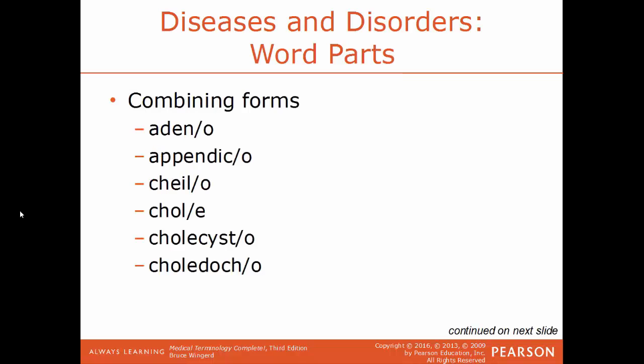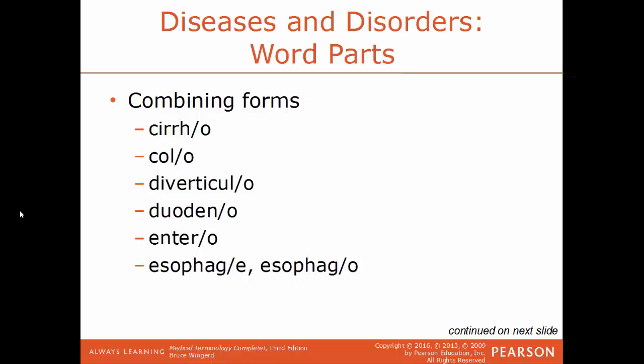Adeno is a reference to gland. Appendico is a reference to the appendix. Chilo is a reference to the lip. Col is a reference to the bile. Cholecysto is a reference to the gallbladder. Colodoco is a reference to the common bile duct.